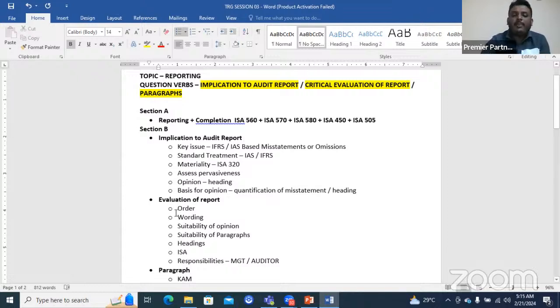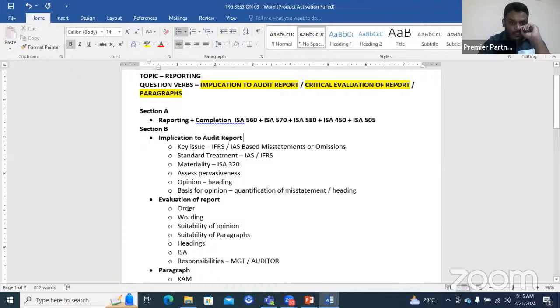So if I take this impact to audit report or implication to audit report, we should follow a pattern of writing the answer. First, you should explain the issue. Then you should explain the standard treatment. You should explain materiality. You should assess pervasiveness. You might study the term called pervasiveness. Then provide opinion. When you are providing opinion, make sure the heading is also in line with that opinion. After that, you should give a basis for opinion. Again, the basis for opinion heading is also in line with that particular opinion. Don't worry, we'll do one question to familiarize ourselves with this type of question.